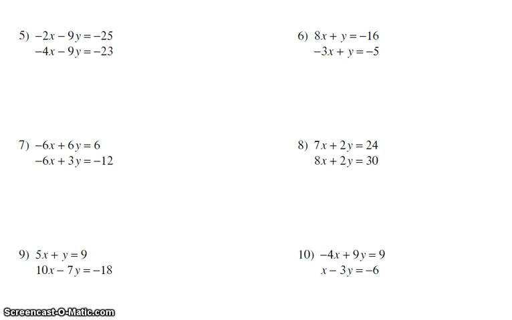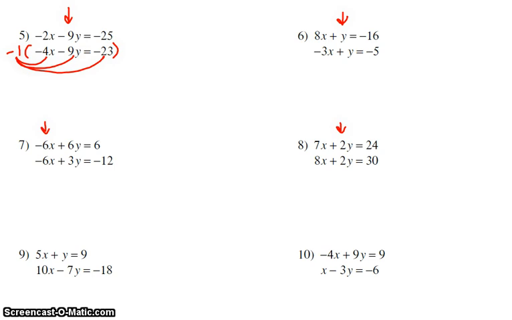Alright, if we look at 5 through 8, I see that we have the same numbers here, negative 9y, negative 9y. We have plus y, and we have plus 2y, and we have minus 6 and minus 6. So these are going to be a little easier to change rather than multiply straight through. Okay? Now how are we going to change these? We're going to multiply one of these equations by negative 1. Let's multiply the second one by negative 1. Negative 1 times negative 4, negative 1 times negative 9, negative 1 times negative 23.